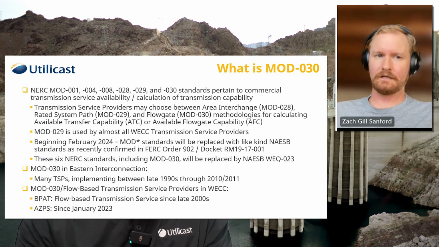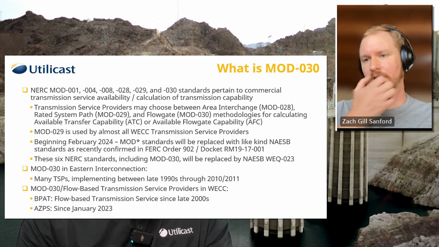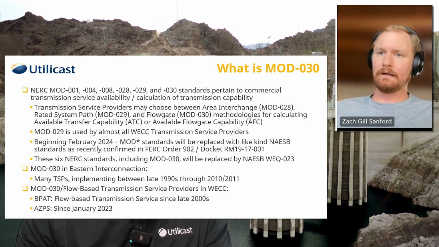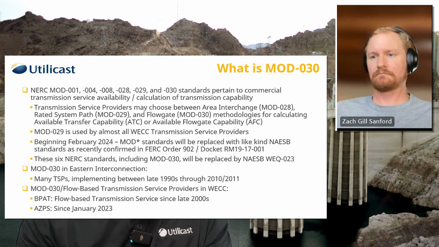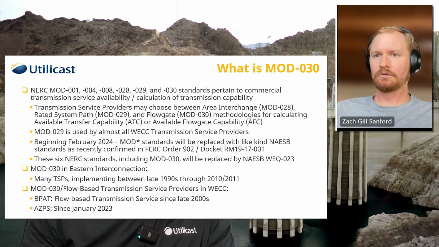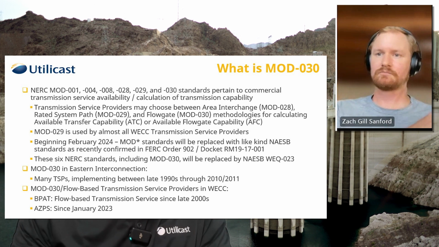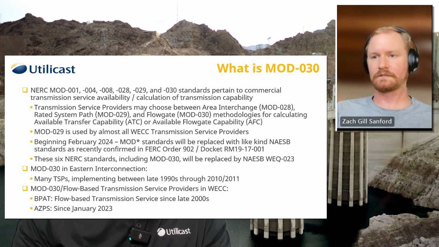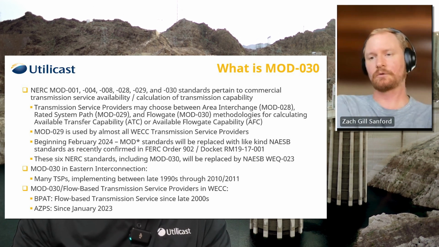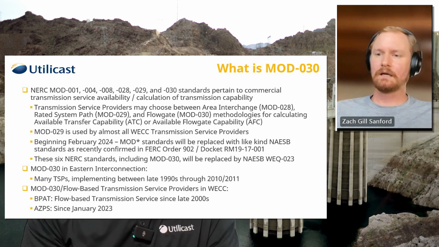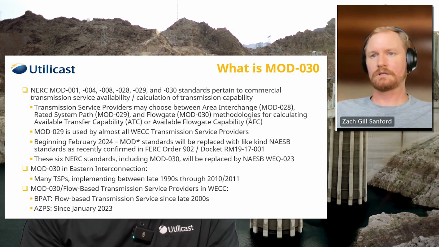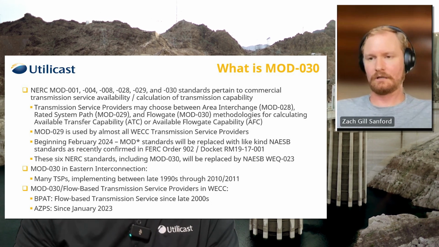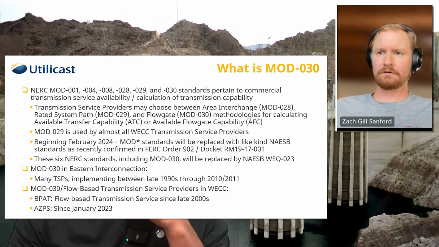Teeing up what MOD-30 is more broadly pertains to a grouping of NERC MOD standards. Of these 6 MOD standards, there are 3 where you get to pick which one you use. MOD-1 says that you have to choose a standard transmission service methodology for each of your posted transmission paths. Area interchange is one option, rated system path is another one, and the Flowgate, or MOD-30, the one we'll be focused on today, is the third one.